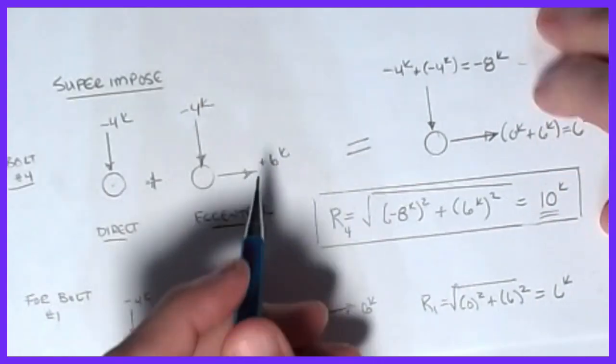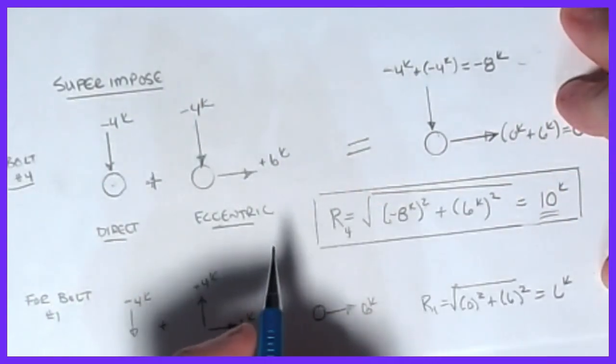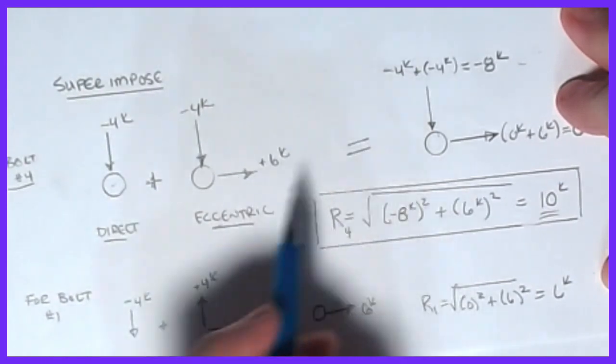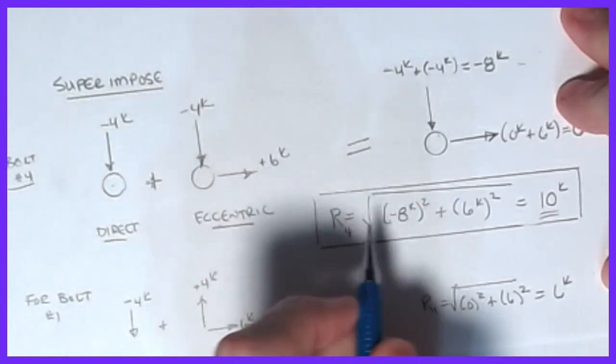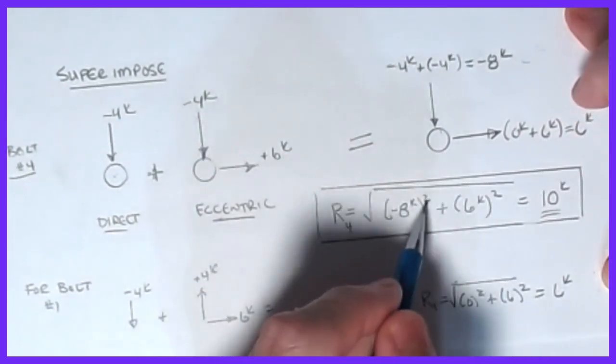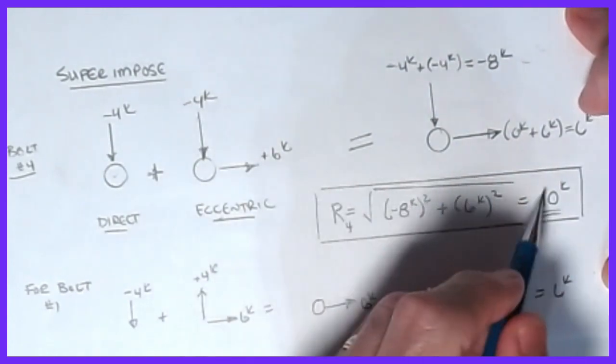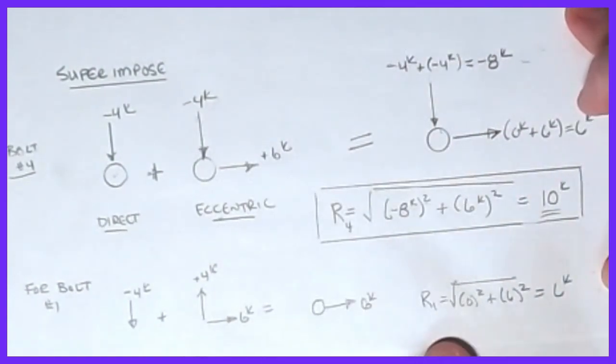With that, I can now find the resultant force of the entire system just by simply adding these pictures together. All I'm going to do is take the square of each of these terms. So I'm going to take -8 squared plus 6 squared and then take the square root, and the magnitude of the force on the bolt is now 10 kips. And that's all there is to it.